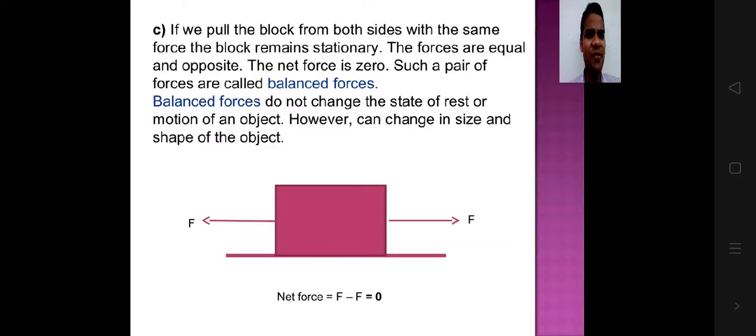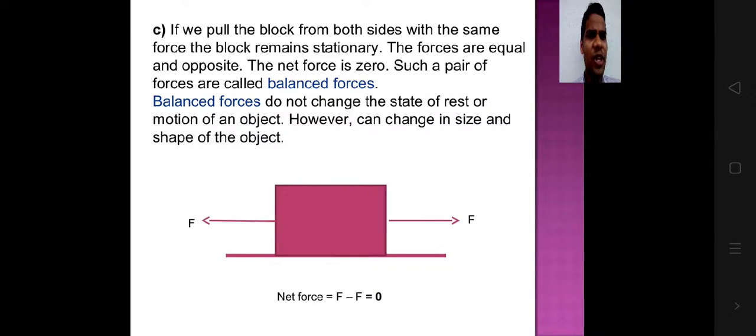So in this case, you're trying to pull the object in opposite directions. As a result, the forces are balanced. So if you look at it in a mathematical way, towards my right, let us say it's positive, and towards left it is negative. So plus F minus F, and the resultant is 0. So in this case, the net force is 0.